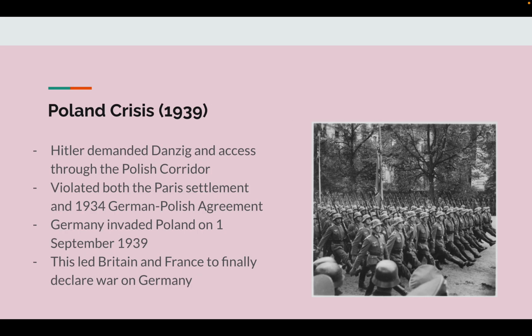The Poland Crisis in 1939. Hitler demanded Danzig and access through the Polish Corridor. This violated both the Paris Settlement and the 1934 German-Polish Agreement. Germany invaded Poland on the 1st of September 1939. This led Britain and France to finally declare war on Germany.